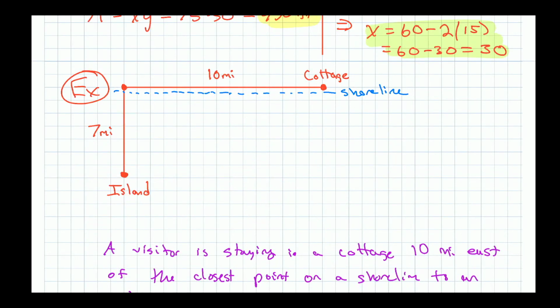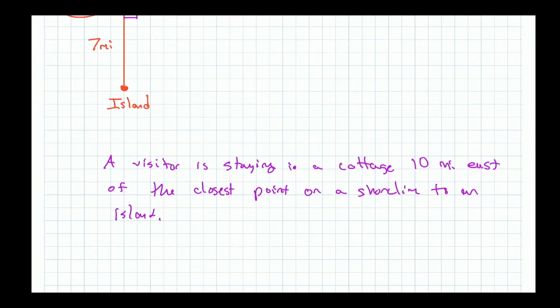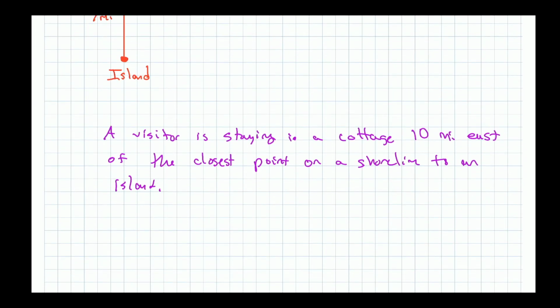Like if I get rid of this blue here. So what they're describing is the cottage is 10 miles east, right? So this is 10 miles east. This point is the closest point to the island, right? Because it's like a 90-degree angle right here. So that's the closest point to that island, this purple dot. Okay. Great. Now what are we doing with that?